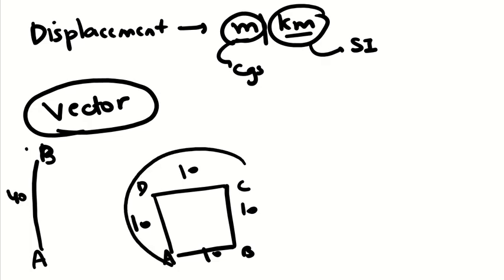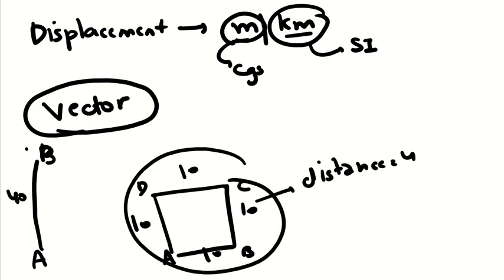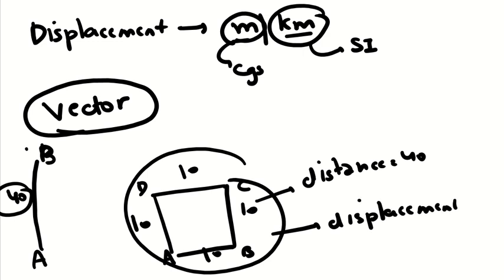Here, the total distance covered by this path is 40, right? We have calculated it many times, I think you will be familiar. Here also the distance is the same, but since the body has returned to the same point, the displacement turns out to be 0. The final position is not any different from the initial position, therefore its displacement is 0. Whereas here the final and initial points are so different that the displacement is 40.